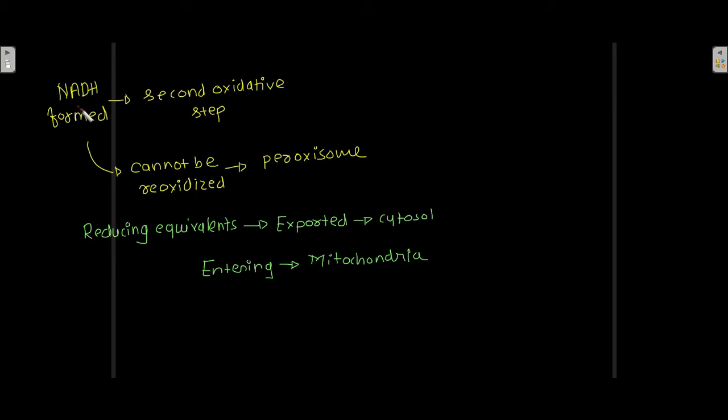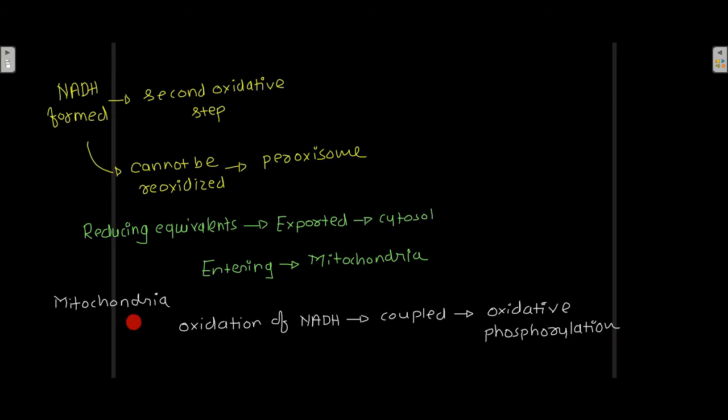So that is the reason why this NADH, that is reducing equivalents, are exported to the cytosol, and from the cytosol these reducing equivalents enter the mitochondria. So NADH cannot be reoxidized in the peroxisome. That is the reason why NADH goes into the cytosol, and from the cytosol it enters the mitochondria. Now in mitochondria, the oxidation of NADH takes place, and this oxidation of NADH is coupled with oxidative phosphorylation. It means that oxidation of NADH will result in the formation of ATP.